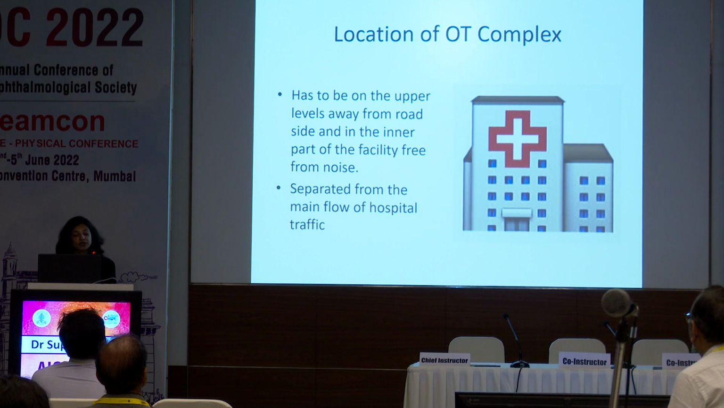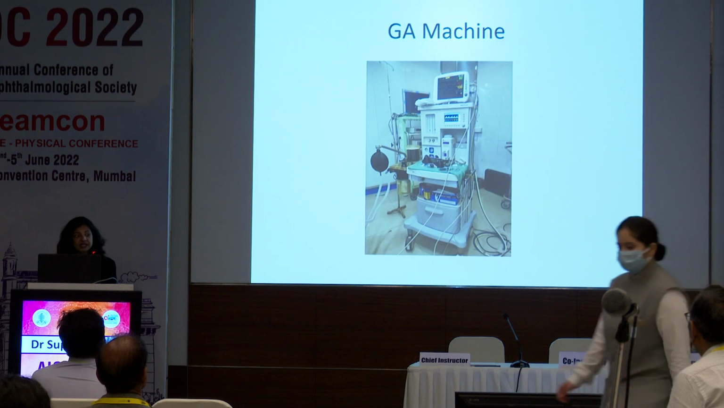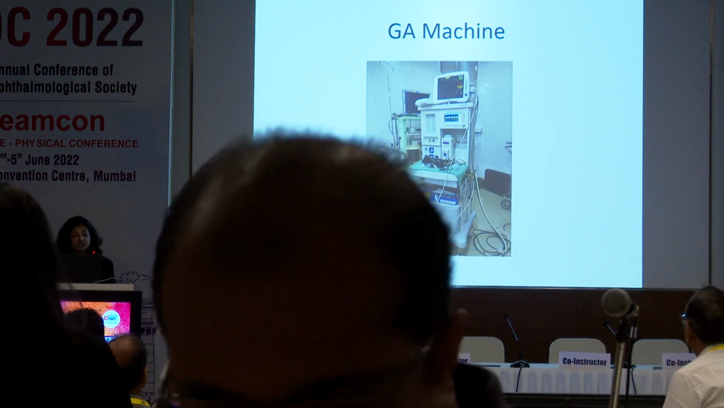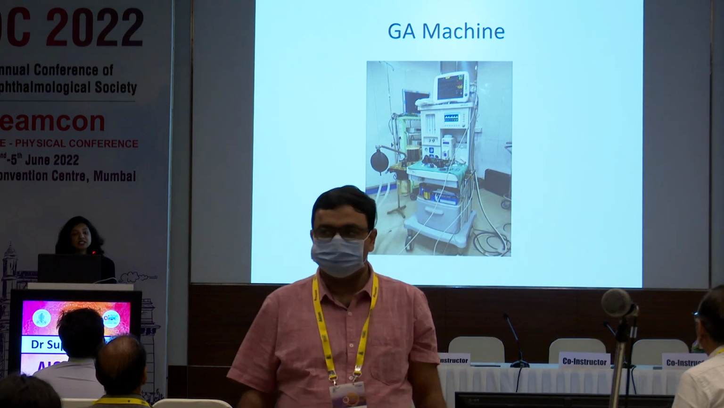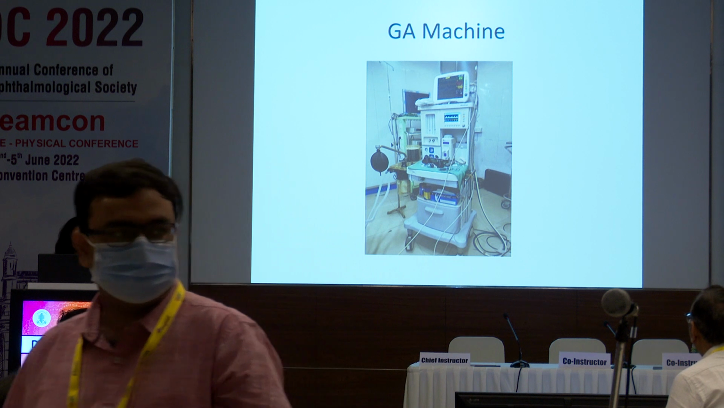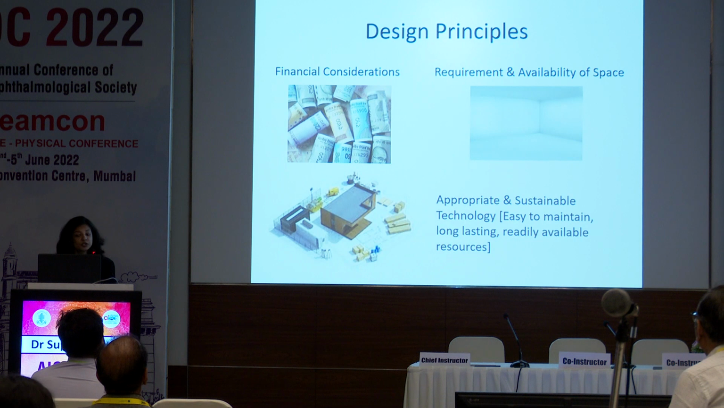OR has to be located on the upper levels and in the inner part of the facility to limit dust exposure. Regarding the finances, always set aside a budget and decide its upper and lower limit. Planning has to be done depending on the availability of the funds and space. Decide in the initial phase only if you are planning to offer general anesthesia, as extra space is needed to keep the anesthesia machine and additional design is needed for requisite socket placement, suction and oxygen outlet system. Use materials which are locally available, durable, easy to maintain and resistant to microorganisms.